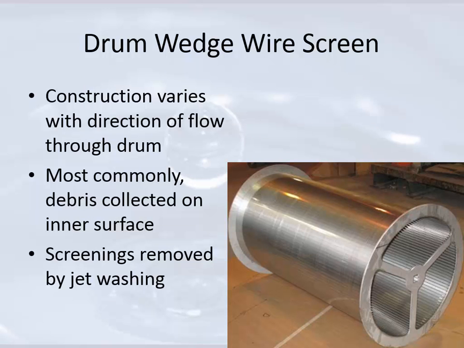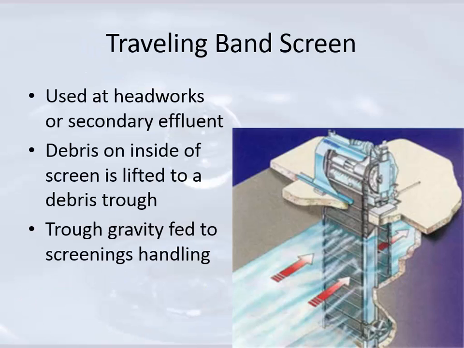Your drum wedge wire screen depends on how it's going to be flowing through the drum, either tangential screening, is that right, as opposed to radial screening. And they vary depending on how they're going to be used. Most commonly, water comes from both sides and then exits through the screen. And here's a few companies that make those.